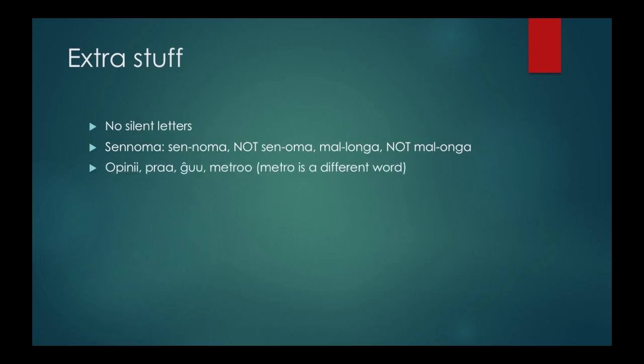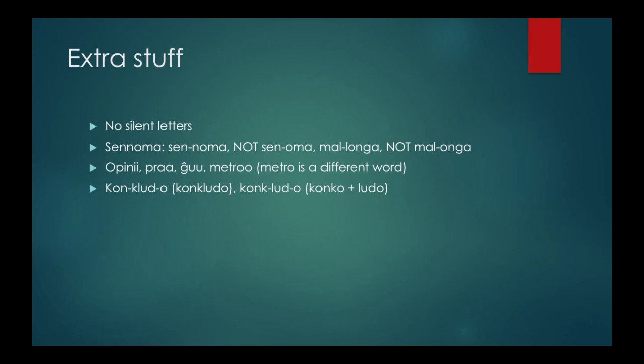Even when vowels are doubled, you have to pronounce them, such as opinii, praa, ju'u, metro'o. And this is especially important because sometimes it changes either the accent or it changes the word entirely. Metro and metro'o are different words. In the first word, if you change the two I's and you smush them together, the accent changes from opinii to opinii.